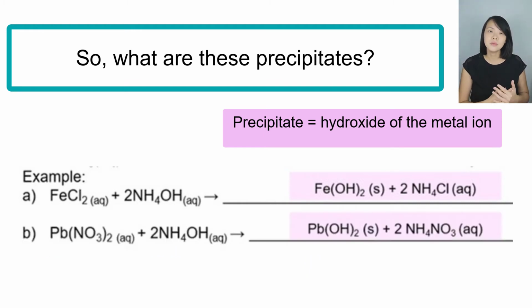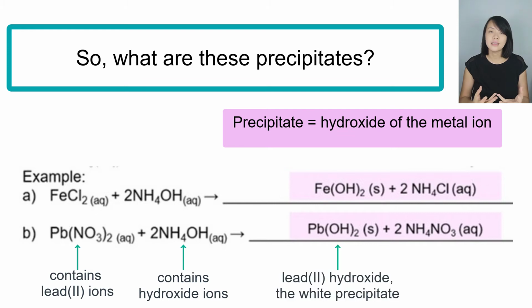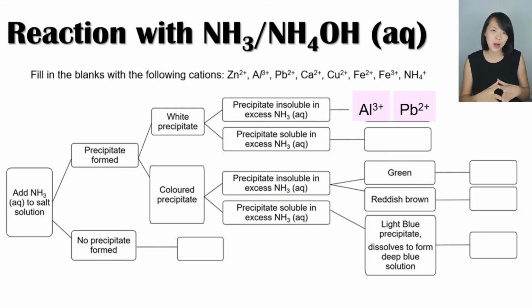Take another example. Let's say this unknown solution contains lead 2 nitrate, and then we add in aqueous ammonia. The lead 2 ions and the hydroxide ions in aqueous ammonia will come together to form a hydroxide that is insoluble in water, and hence you will see this white precipitate form. So let's go back to the white precipitate, aluminium and lead 2.